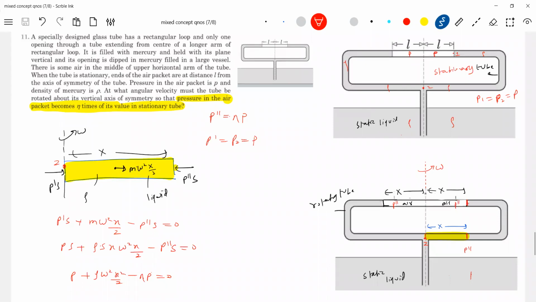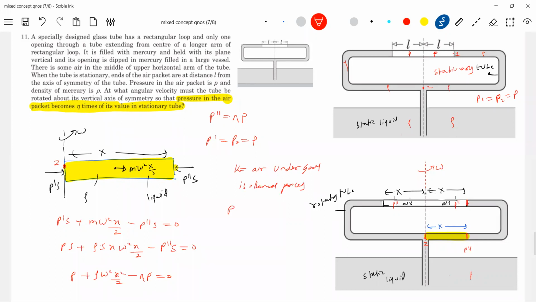But we don't know x, no? X is an unknown thing I assumed, am I right? You say nowhere x is given. X is what I assumed, that should be eliminated. How to eliminate? The air in the air gap undergoes an isothermal process.